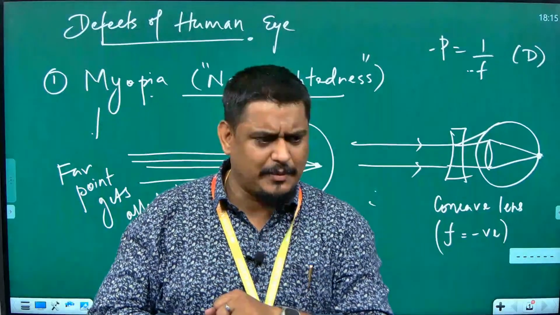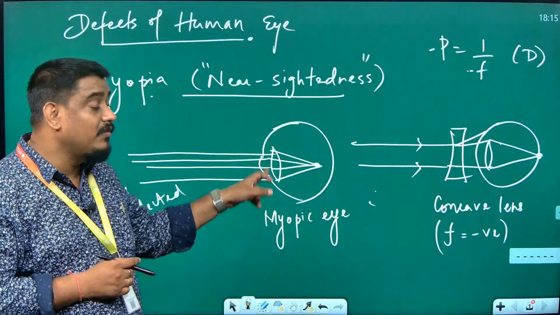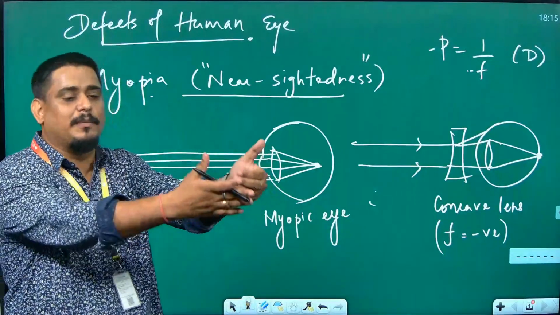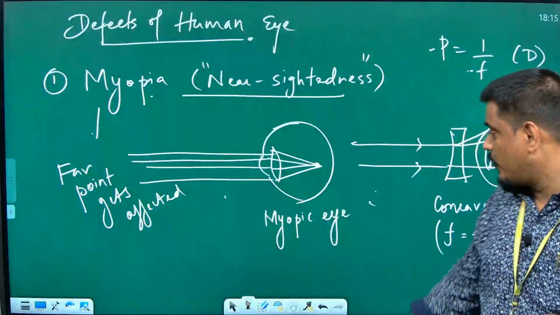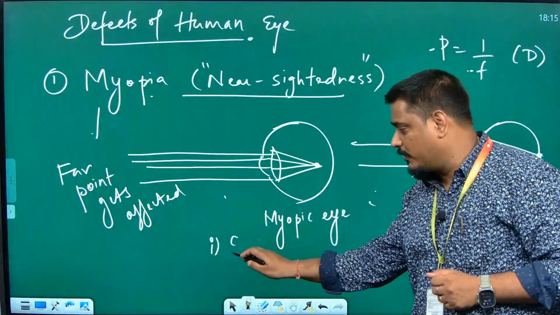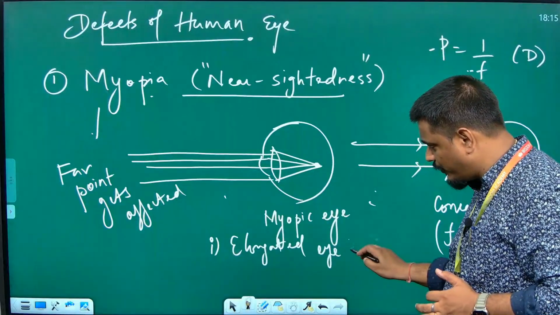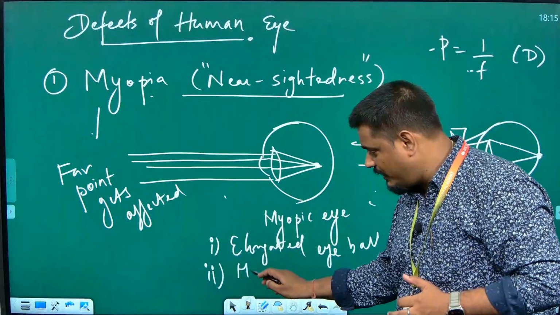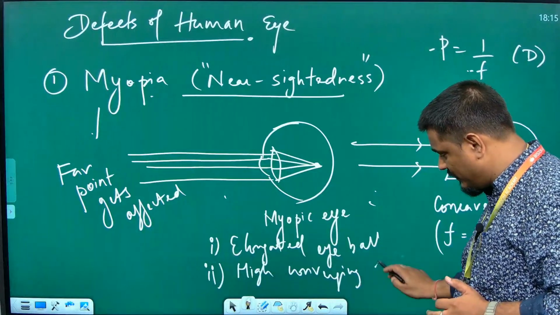Second problem also can be there. Second problem can be that the converging power of the eye is too high. So, what is the eye doing? It is converging before the point itself. So, if they ask you what are the causes of myopia, you can write two things. First, what will you write? First cause, elongated eyeball. Second cause, what can you write? High converging power. So, I hope it is clear to you.